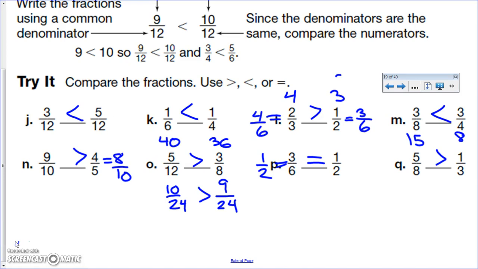We can also prove this using a common denominator of 24. So for the 5/8, we're going to multiply the numerator and the denominator by 3, so we get 15/24. For the 1/3, we're going to multiply the numerator and the denominator by 8, so we get 8/24. And as you can see, the 15/24 is greater than the 8/24. So it's the same steps. Whether you do it using the cross multiplying or you find the common denominators, you will get the correct answer either way.